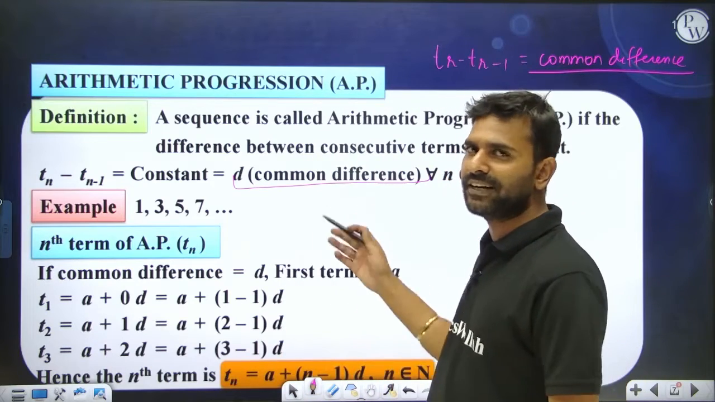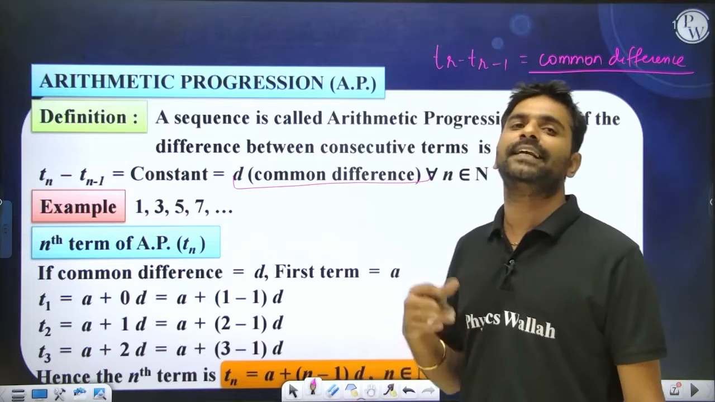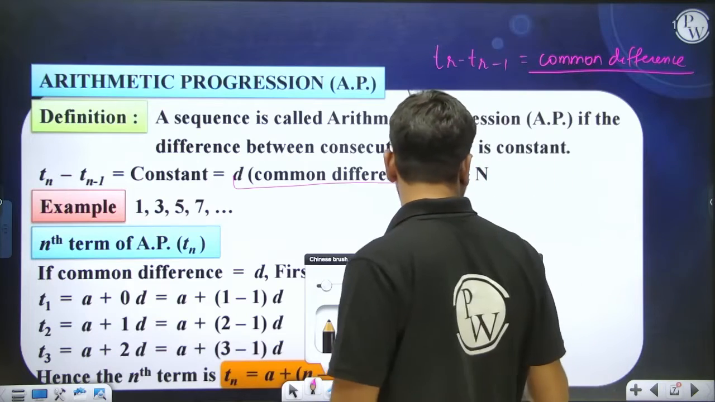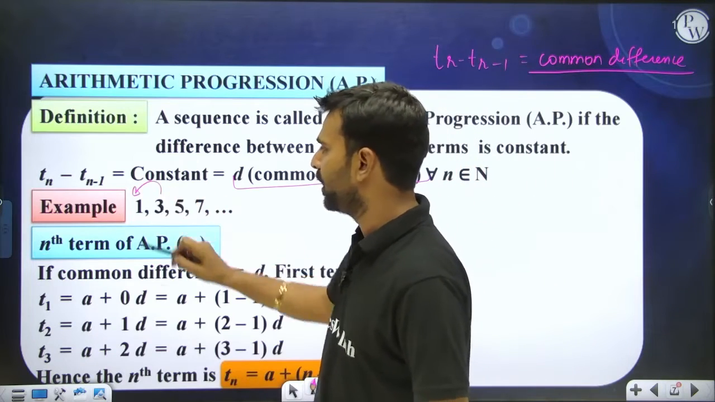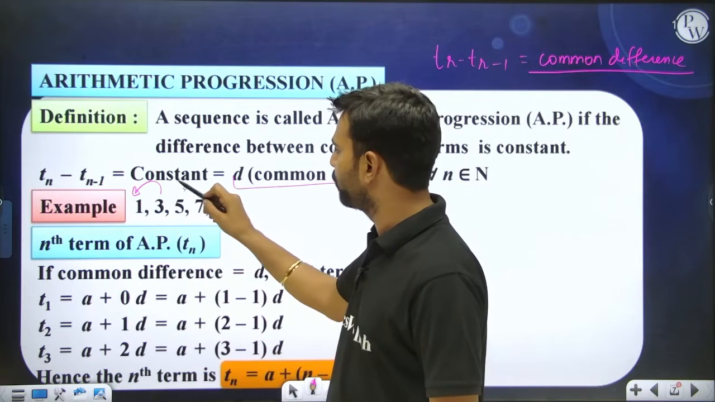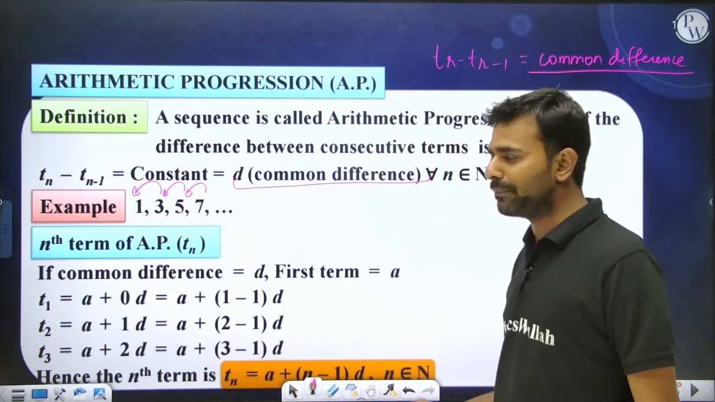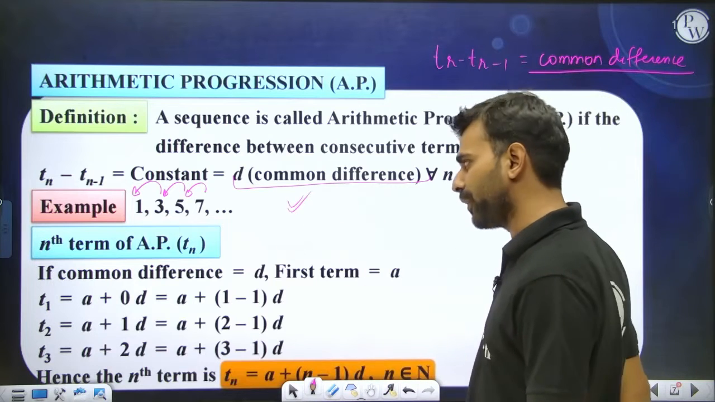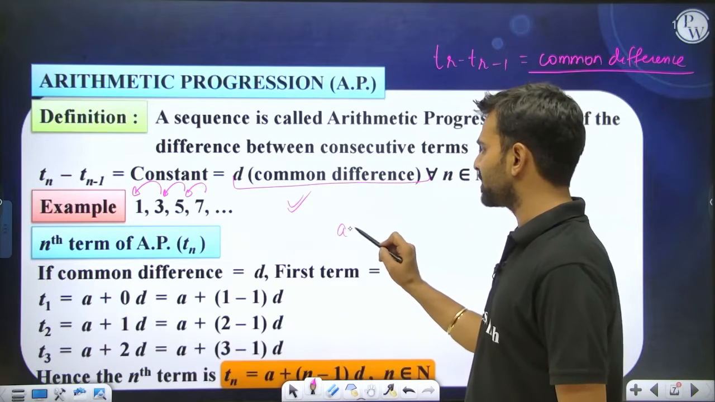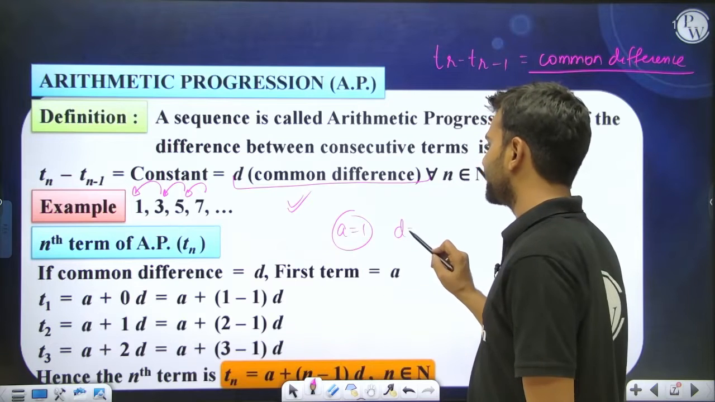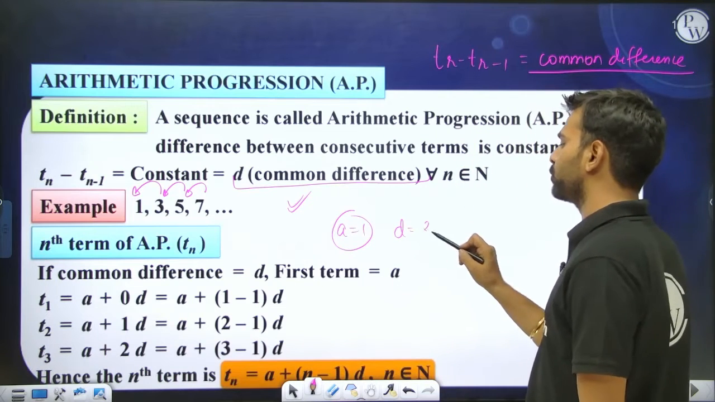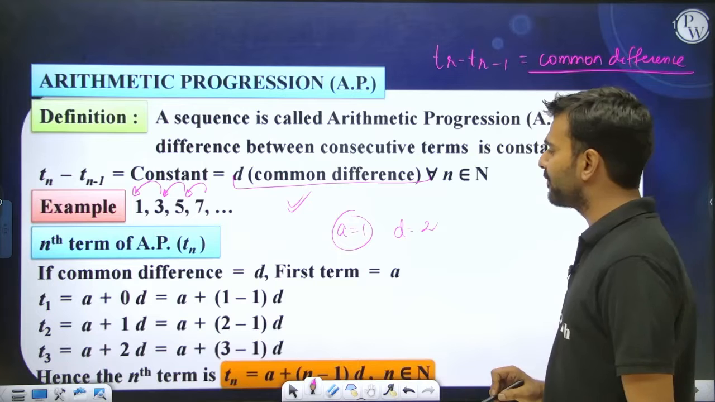Number one thing is how to identify whether a particular sequence is an AP or not. So 1, 3, 5, 7, let's say a sequence is given to you. Is it an arithmetic progression? You can see that if you do T2 minus T1, 2 is coming. If you do T3 minus T2, 2 is coming. If you do T4 minus T3, 2 is coming. So that's why this is an arithmetic progression. Over here the first term is 1 and the common difference, that is T2 minus T1, is coming out to be 2.